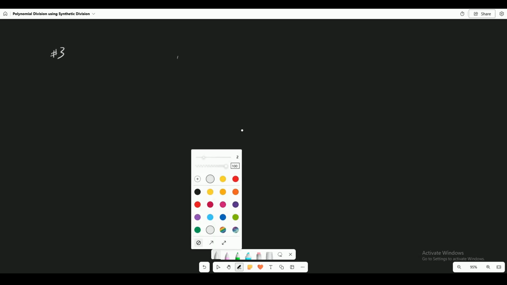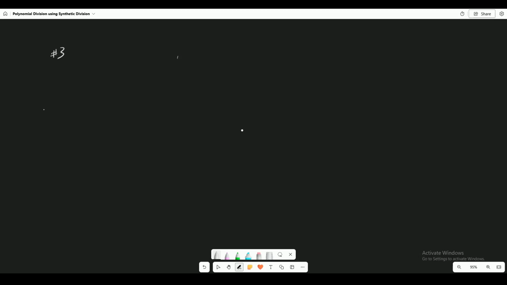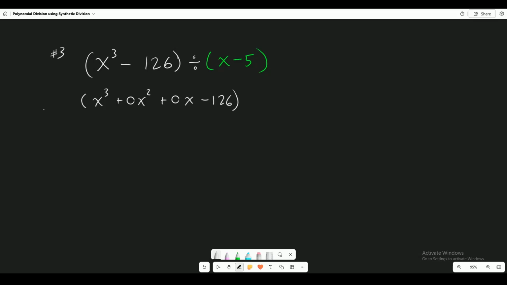Number 3 is x cubed minus 126 divided by x minus 5. Just like that. All right? We're missing some terms on this one, so I'm going to write them in. So x cubed plus 0x squared plus 0x minus 126, right?